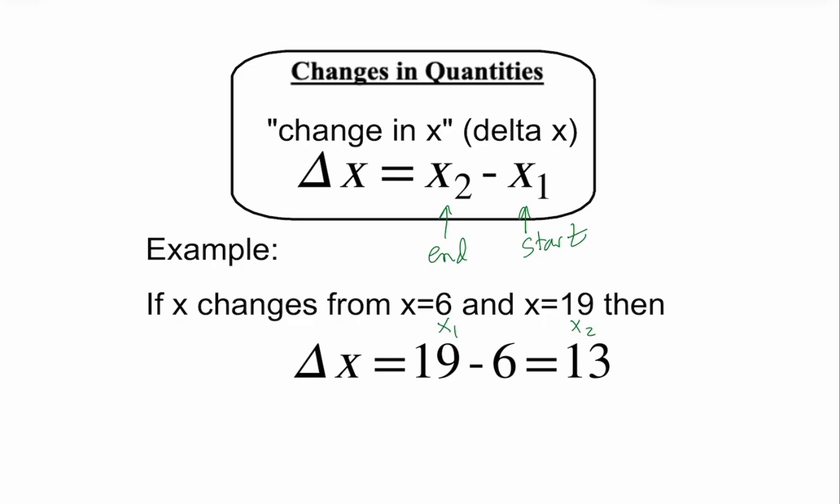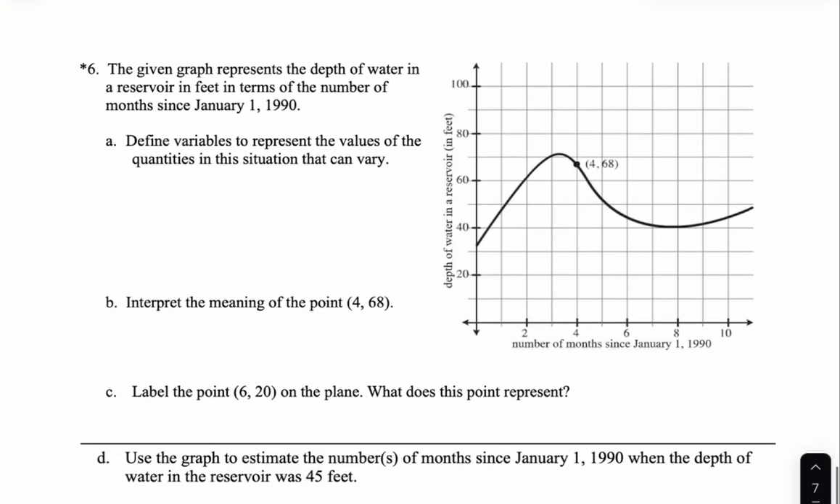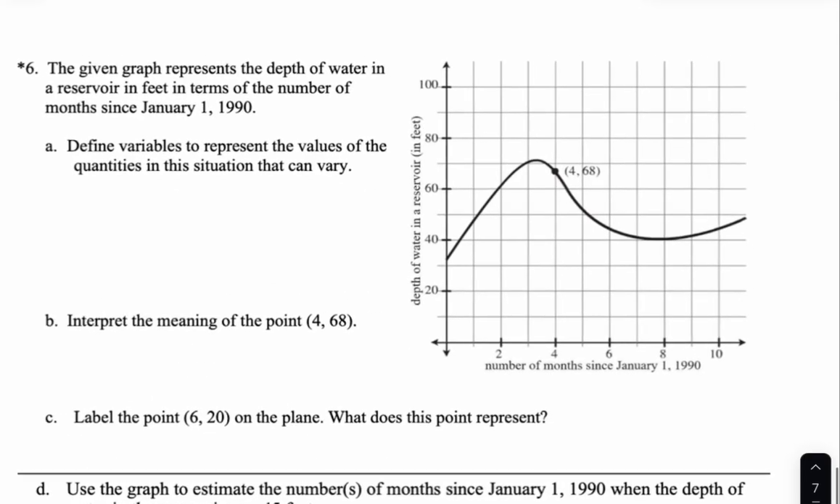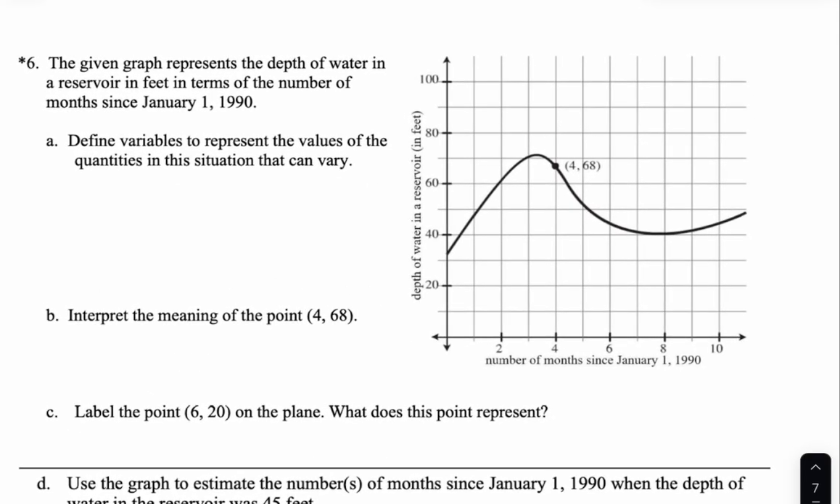So the last page we're going to do is just talking about those change in values, okay? And then you'll have some time to work on your iMath. Okay, so last page, number 6, says, the given graph represents the depth of water in a reservoir in feet, in terms of the number of months since January 1st, 1990. Define variables to represent the values of the quantities in a situation that can vary.